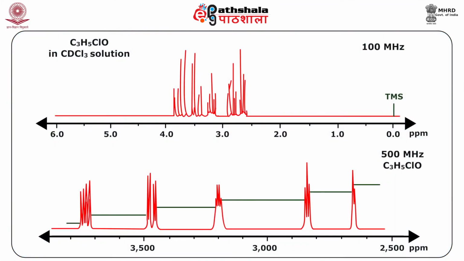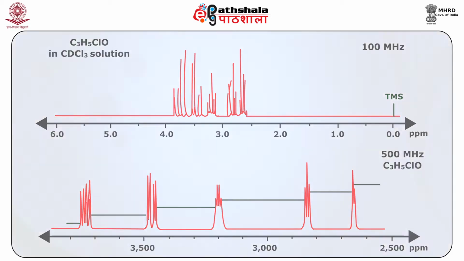In the figure which is given, I will discuss it. NMR spectra of C3H5ClO are shown at 100 and 500 MHz instruments respectively. It is clear that at high field strength, that is 500 MHz, the multiplets have larger separation and thus give better resolution. Now you can see how the resolution changes and how the spectra look much better at 500 MHz than when it is done at 100 MHz.